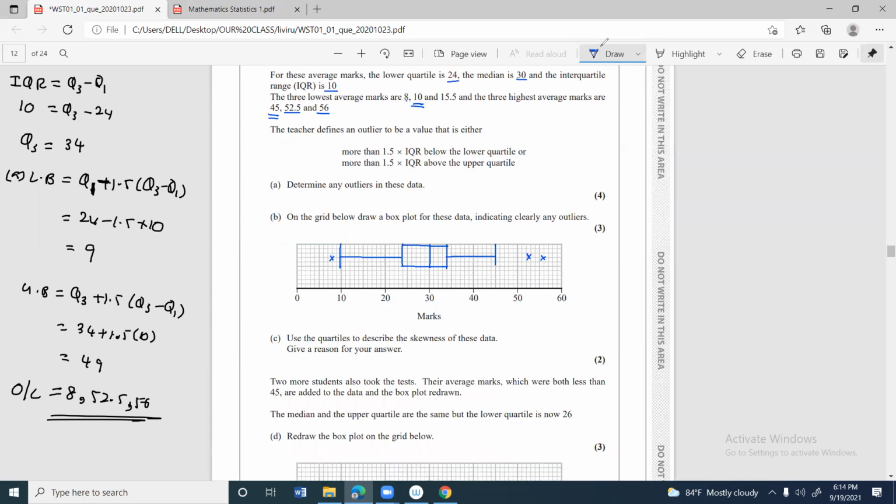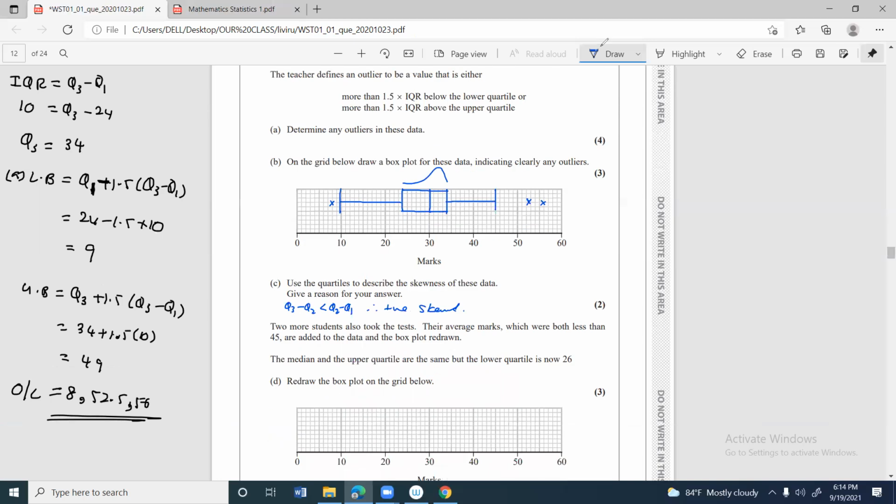Use the quartiles to describe the skewness of this data. You can see that this part is narrower, which means the gap is smaller, which turns out to be a positive skew. So you can say Q3 minus Q2 is smaller than Q2 minus Q1. Therefore, it's positively skewed. That's the answer they want for this question.